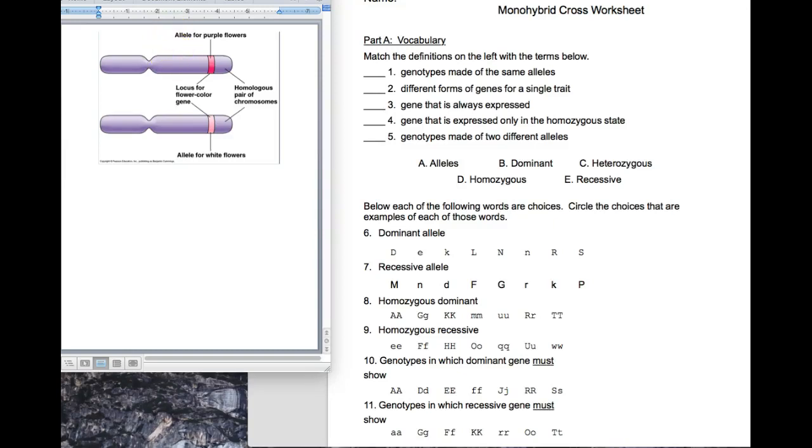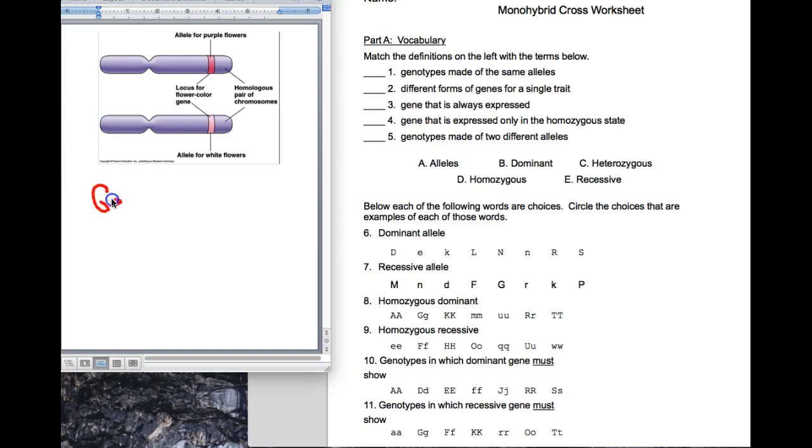Today we're talking about a monohybrid cross, which is crossing one trait, mono meaning one. And we're going to look at the chromosome here with the allele for color. So this plant has an allele for purple and it has an allele for white. And so let's look at some vocab.